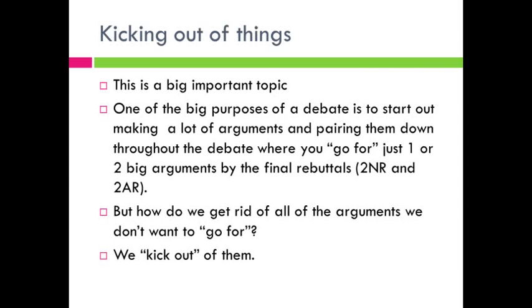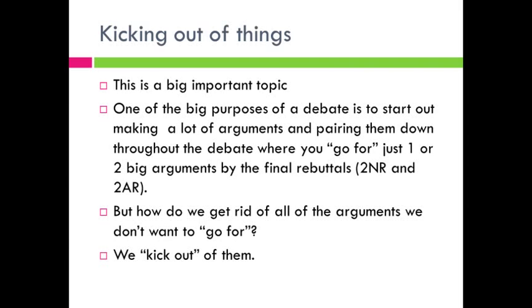Right? So you're in the 1NC, you're going to read lots of arguments. You're going to read a disad, a counterplan, case arguments, topicality. But you don't want to go for all those arguments. You don't want to extend all those arguments all the way to the 2NR because there's too much to explain. Remember, you've got to answer all of your opponent's arguments, and as the constructives happen, there are more and more of your opponent's arguments. So it makes sense that you want to narrow down what you go for in the 2NR so you can explain it the best, right? But how do we get rid of all the arguments we don't want to go for? We kick out of them.